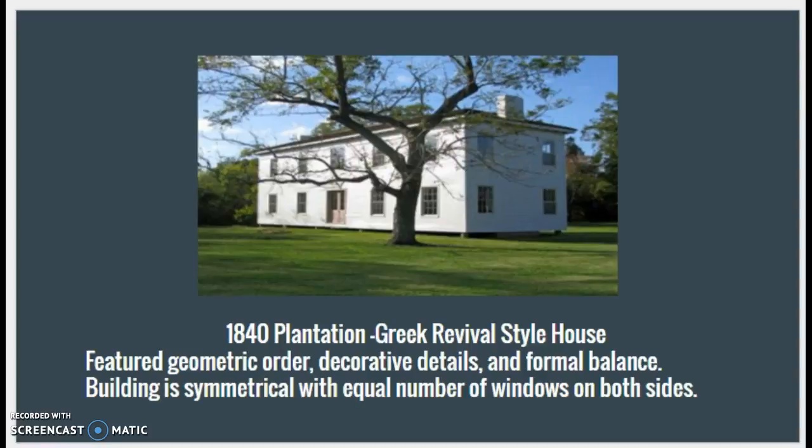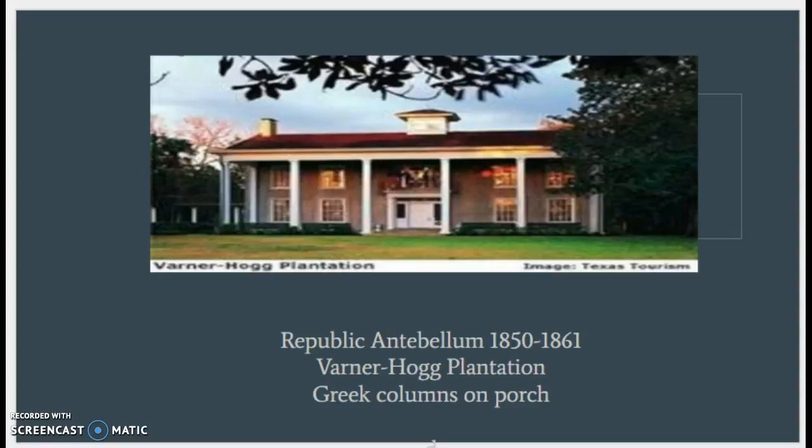The Greek Revival style reflected the need for order. It is geometrically symmetrical. It has equal windows, equal number of rooms on either side. The Greek columns in the front, again, emphasizing the need for balance and formal structure. What types of angles and lines do you see here?